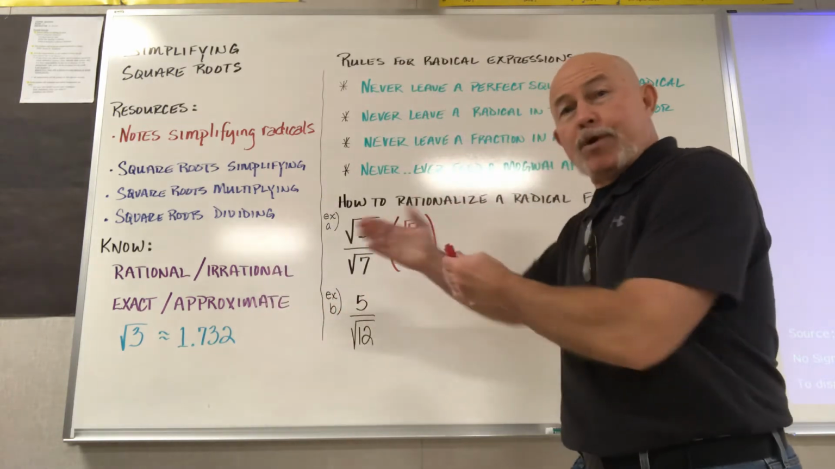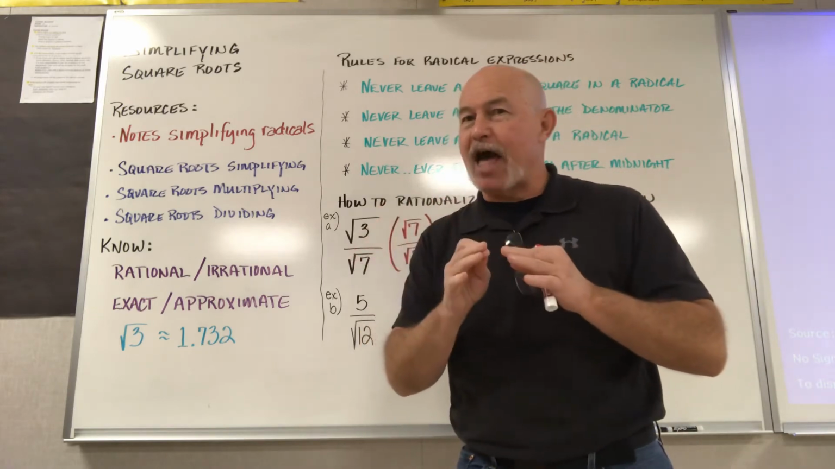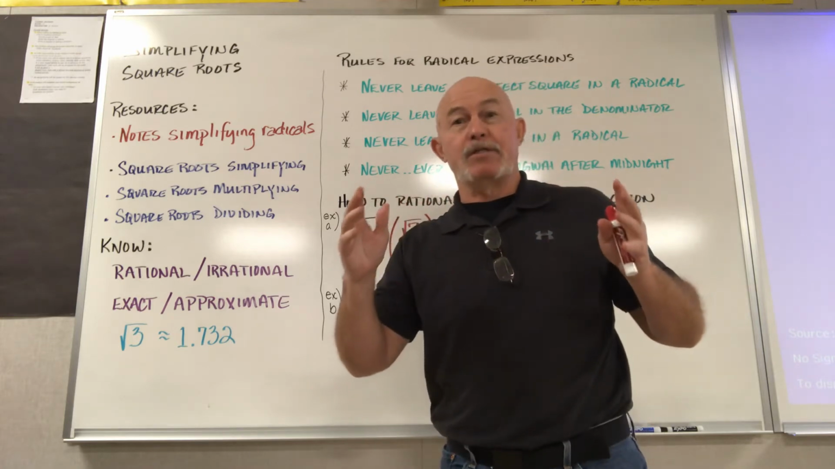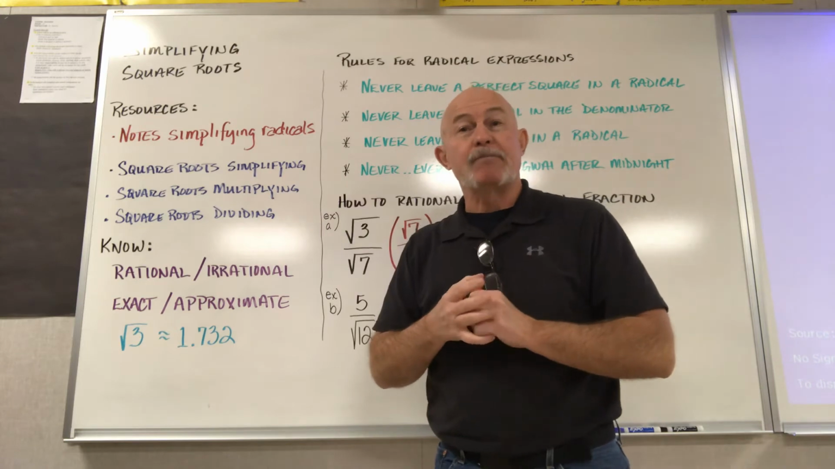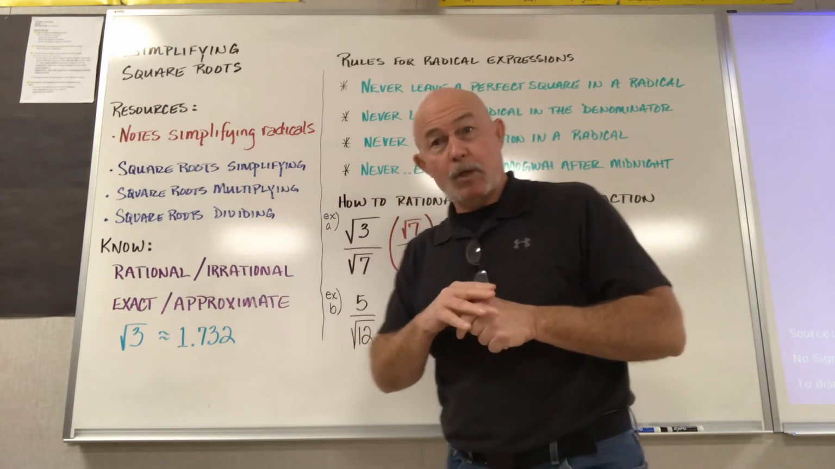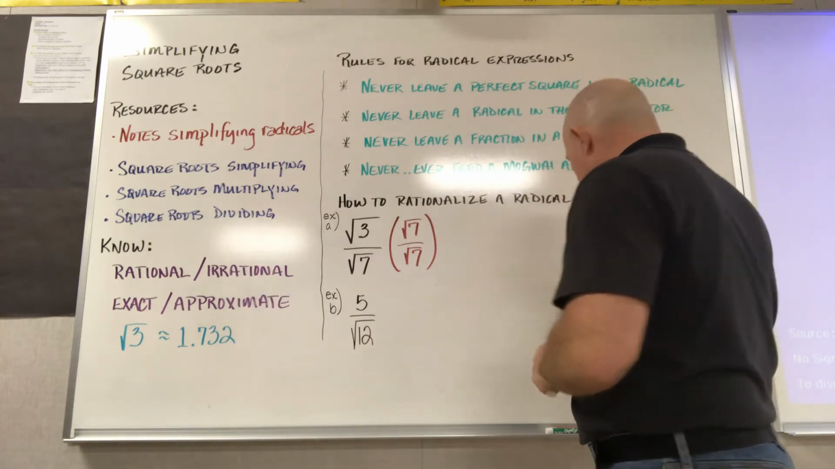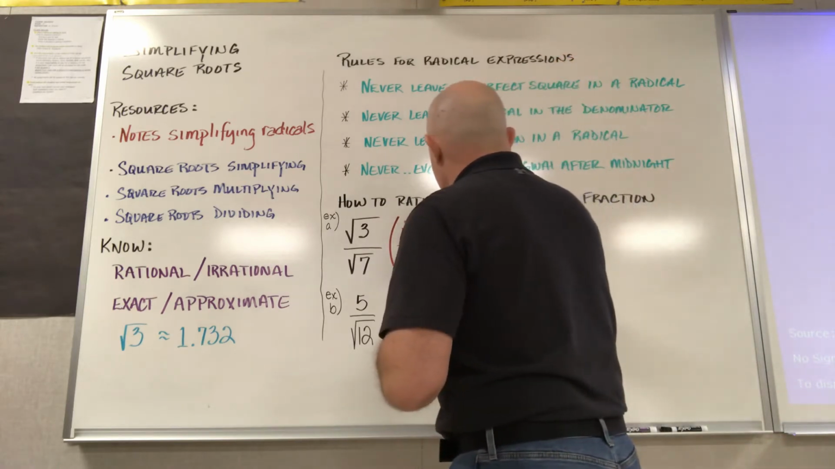So, remember, when we multiply by 1, we are not changing the value. We are changing the appearance. Okay, we've dealt with that before when we talked about substitution. No change in value, change in appearance. Okay? So when we deal with that, we're going to say, okay, 3 times 7, that stays inside.